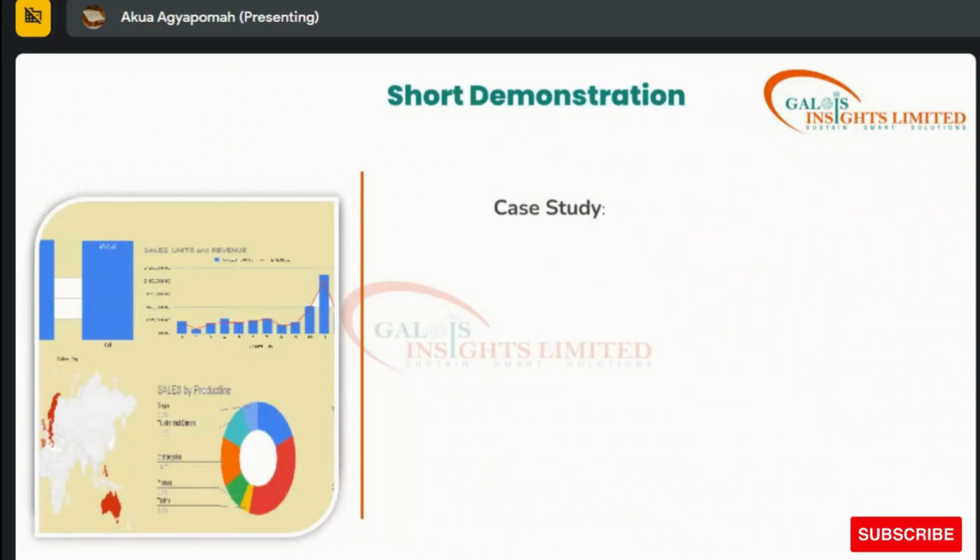So we are going to have a short demonstration. It is very short. Unfortunately, it's a truncated data set, so there's not much information about it. This demonstration is just going to show the process of the steps involved in data visualization.